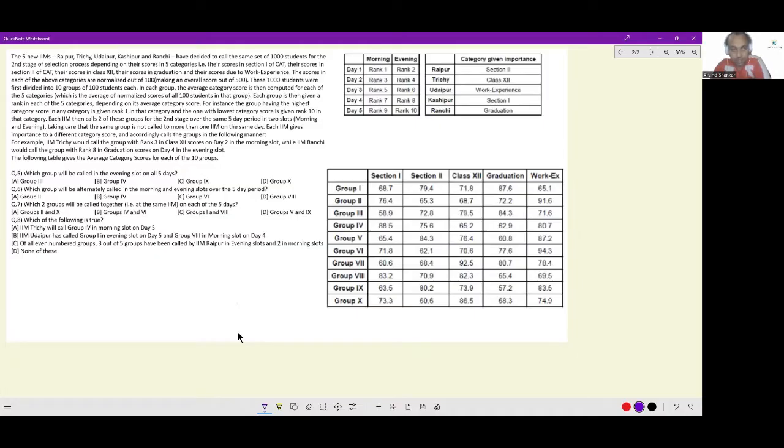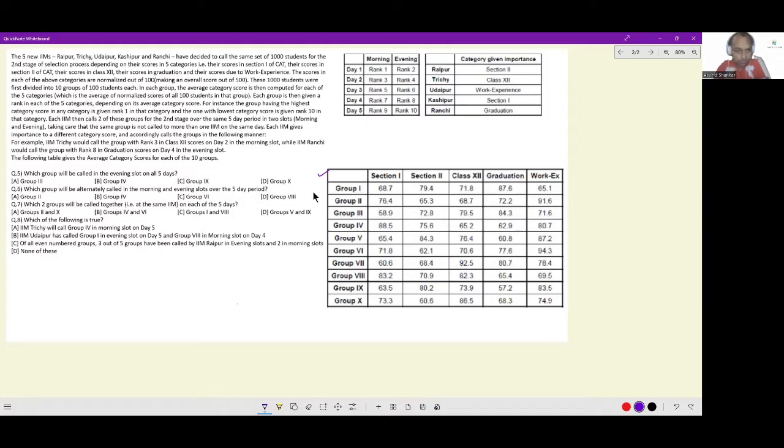The scores in each of the above categories are normalized out of 100, making an overall score out of 500. These 1,000 students were first divided into 10 groups of 100 students each. In each group, the average category score is then computed for each of the 5 categories, which is most likely what this table represents. Group 1, their average score in section 1 was 68.7, group 2, their average score was 39.4, and so on and so forth.